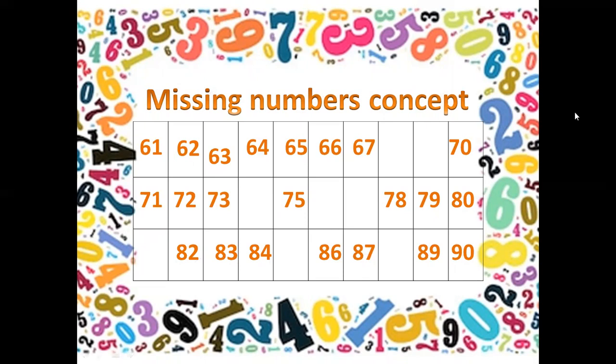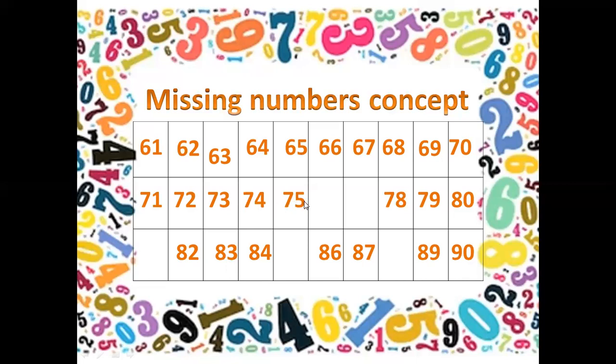So what will come after 67? 68 and 69. After 67, 68, 69, and after 69, 70. After 70, 71, 72, 73. Again, after 73, the number is missing, which is 74. Well done. 74.